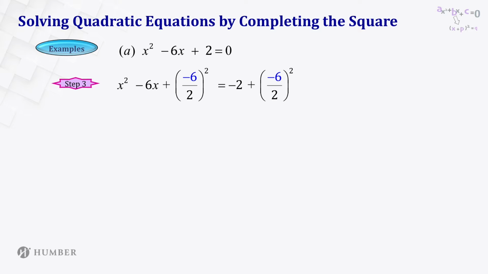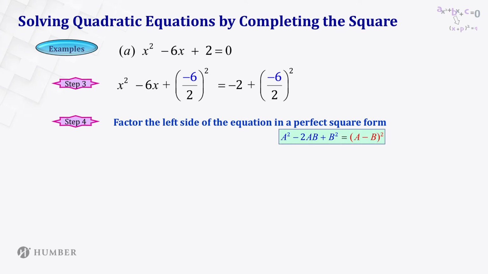Step 4. Factor the left side as a perfect square form. Simply write x from the first term and take negative 3 from the constant term. Make sure to have negative sign since the middle term has it. Simplify the right side, negative 2 plus 3 squared. Should be 7.